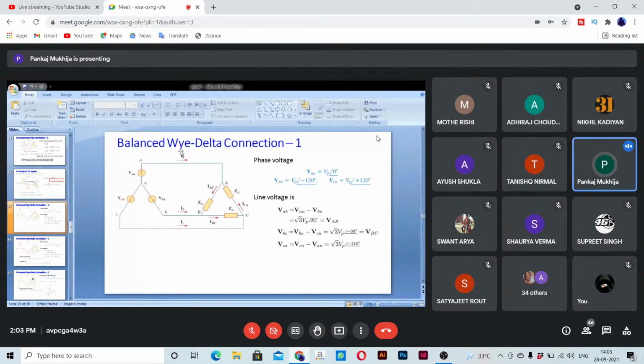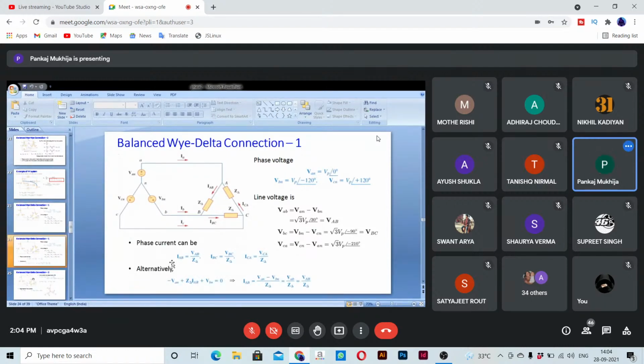Okay. So let's come to this Y-delta connection. Of course, as I told you, we'll be considering all these balanced cases only. So here we have, as usual, VAN, VBN, VCN. Now we have Y connection for the source side and delta connection for the load side. The line voltage here is VAB, which we know is VAN minus VBN. This formula we had already seen. It comes out to be √3 VP at 30 degrees, that we call VAB. Then VBC will be VBN minus VCN, which comes out to be √3 VP at minus 90 degrees. And similarly VCA we can identify.